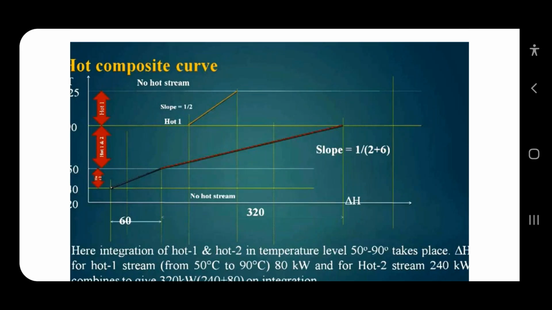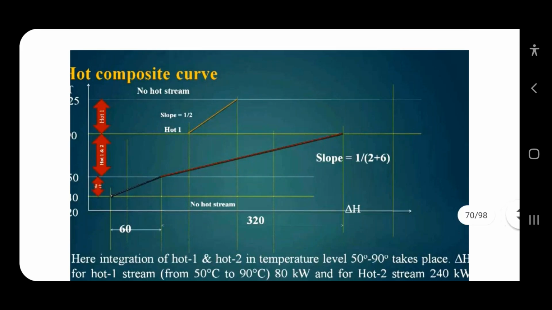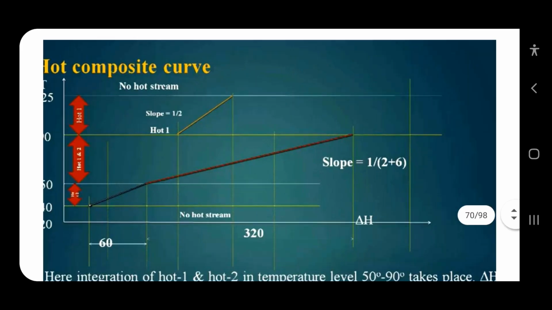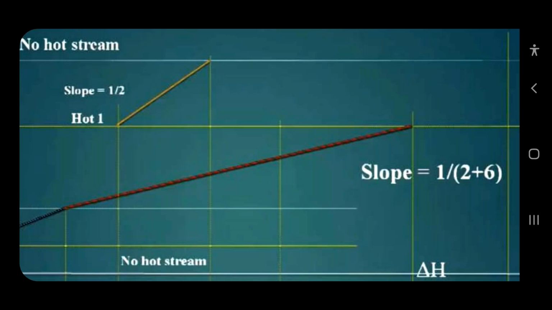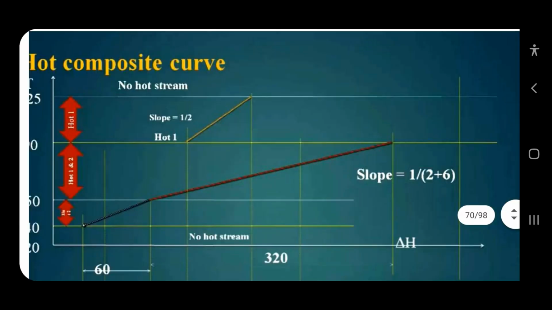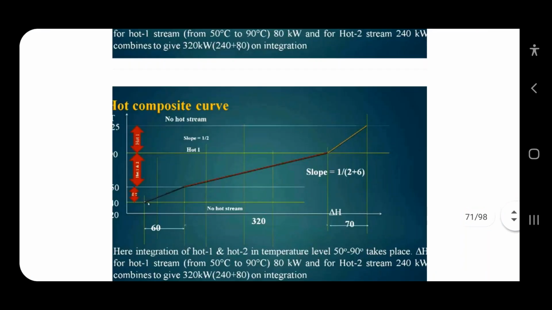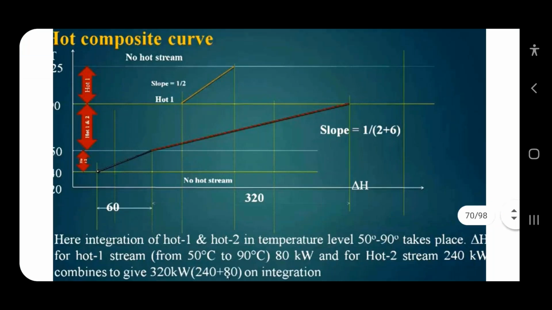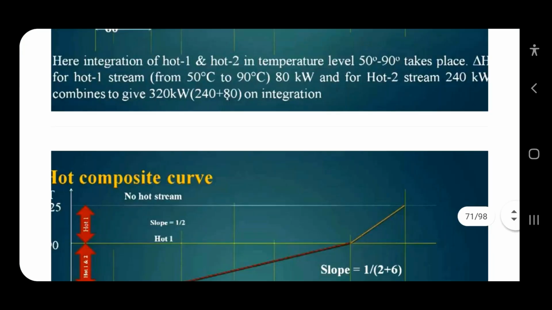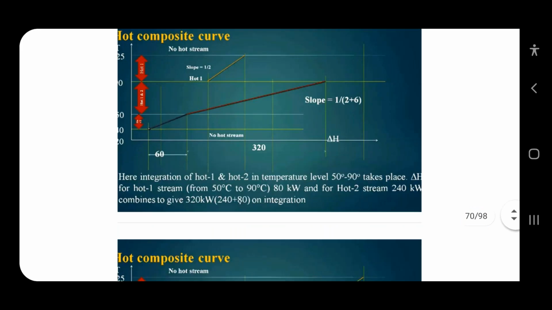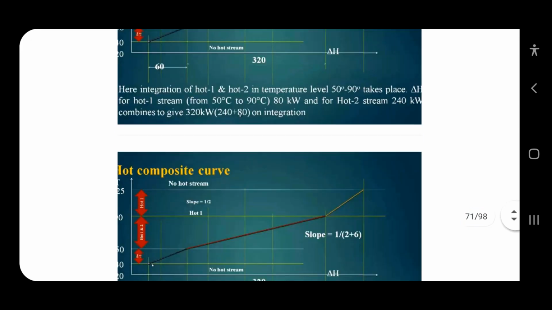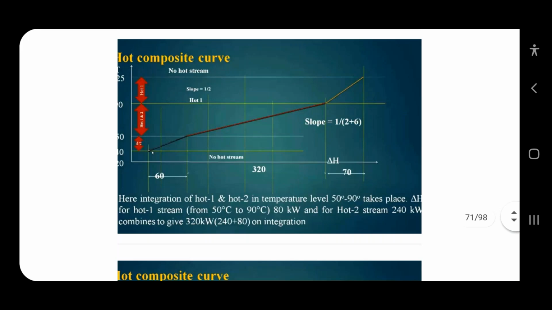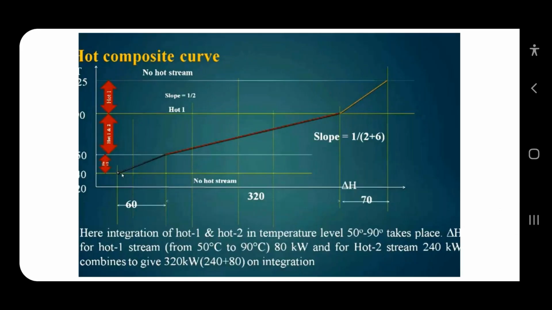So what about the topmost section, that is 125 to 40 degrees Celsius? Here the slope is 1 by 2. What about that? You can move it towards the left side. Have a look. They move this section to the left side, and they merge it. So this is the complete curve between hot stream 1 and hot stream 2.